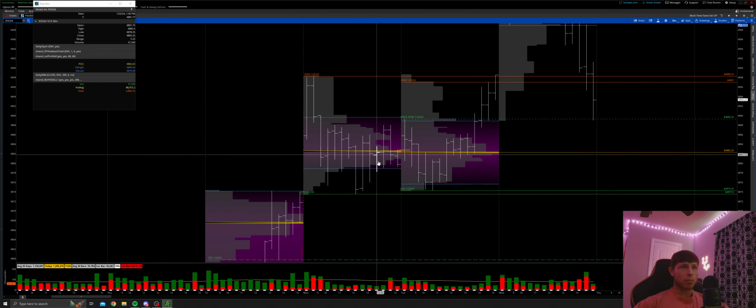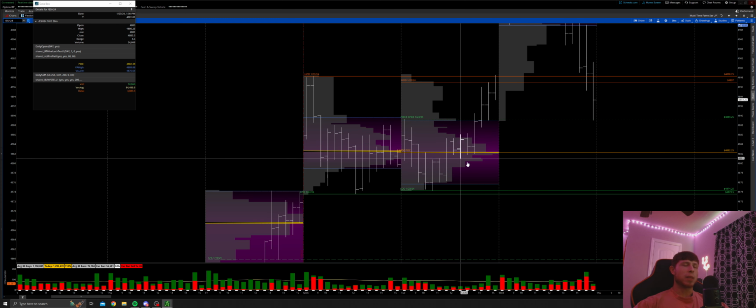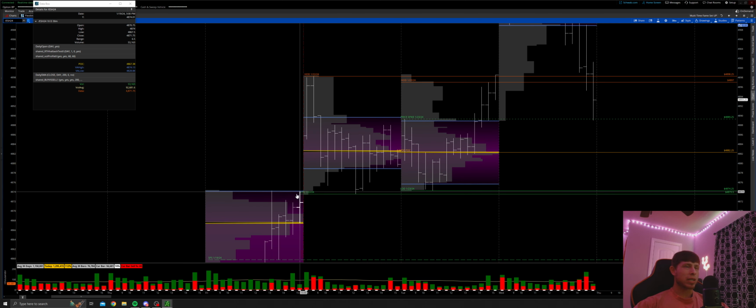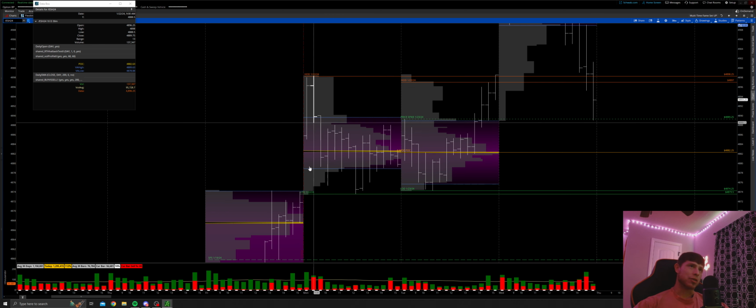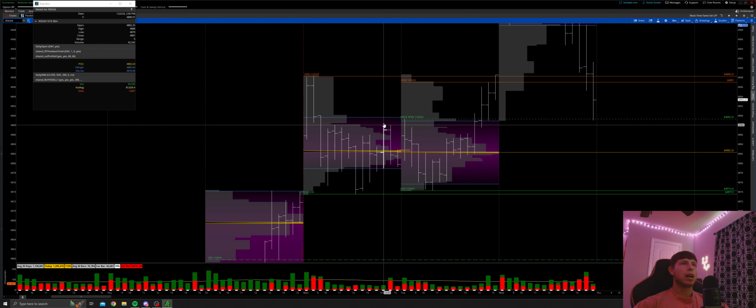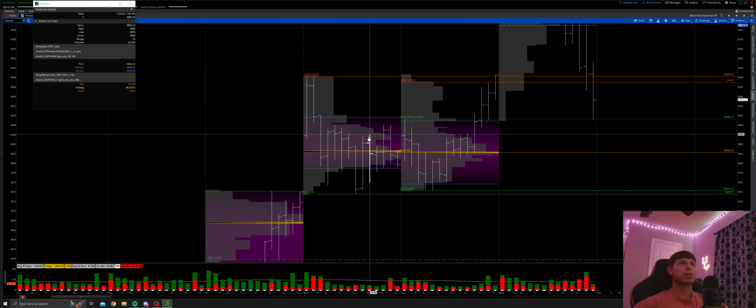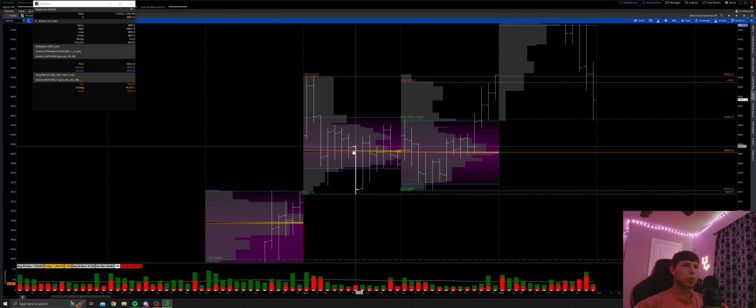I said in Monday's video that, because we had such a wide point of control and we didn't really get much rotation towards the highs on that day, 88 was going to be a key level for me. And I also said if we opened up inside of the previous day's value and range, we would most likely chop around where point of control was at, which was right around that 83.50 level. And we did just that yesterday.